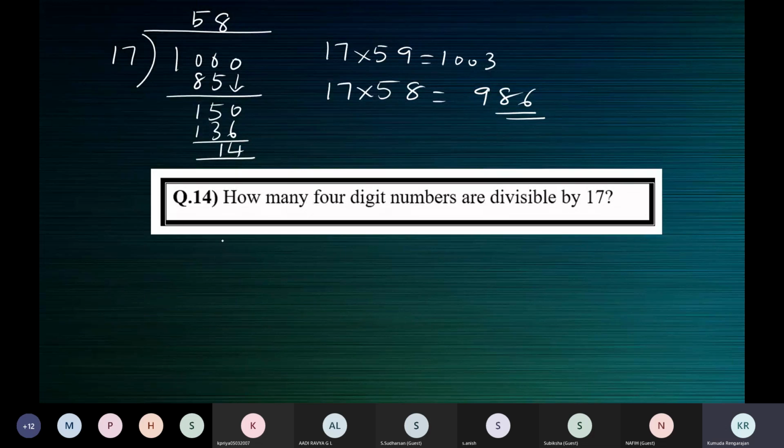And to find the last number, meaning the last 4-digit number divisible by 17, divide.